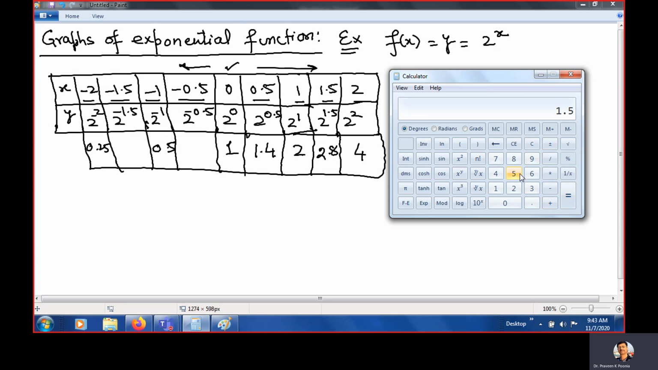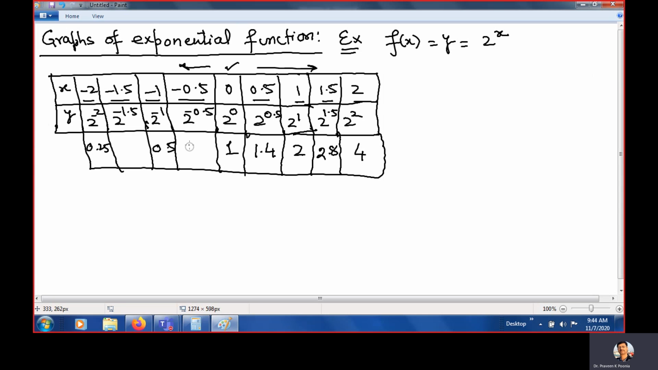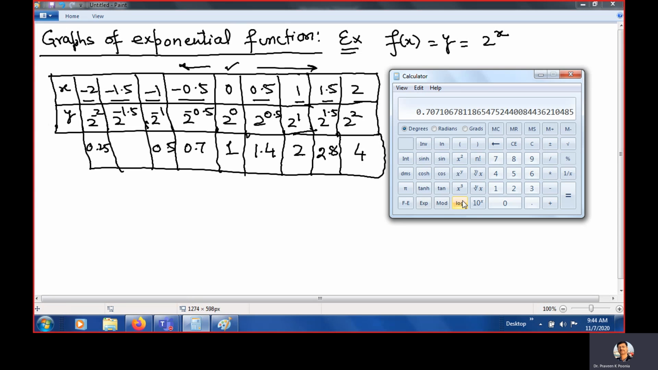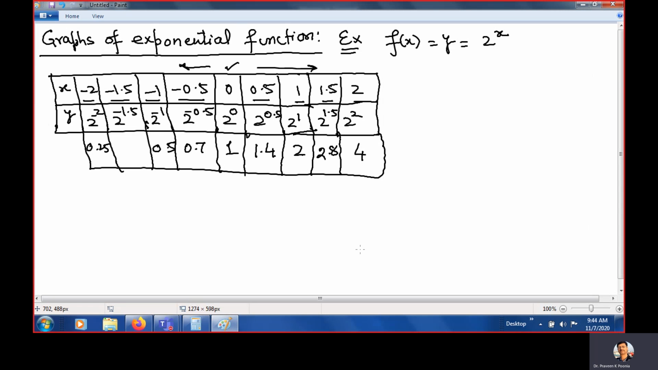Something I called out wrong. Okay, 2 power negative 0.5 is 0.7. So this value is 0.7, and 2 power negative 1.5 is 0.35. So let us take 0.3. So this is the first step, making the table.